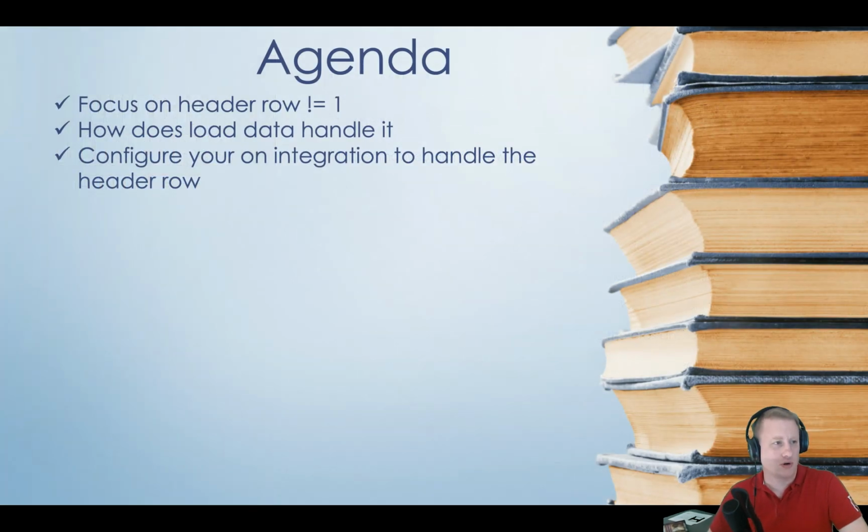So what are we going to look for? We're going to look at how to handle CSV files where the header row is not the first row. I'm going to show you some examples of how load data works, if you have been familiar with that, because if you use load data, it's not an issue. You can just specify which header row it is and it works. And then I'm going to show you how your integrations can handle that, for example, if you are using an email integration.